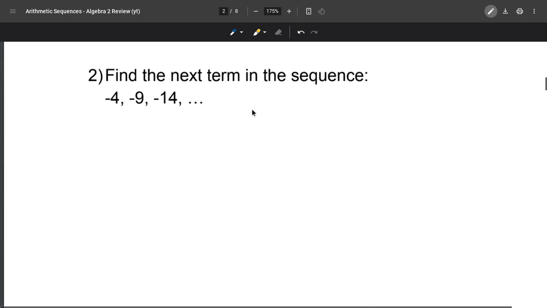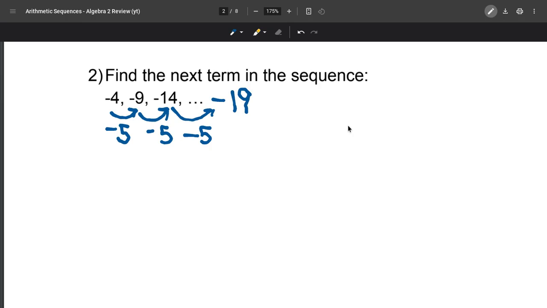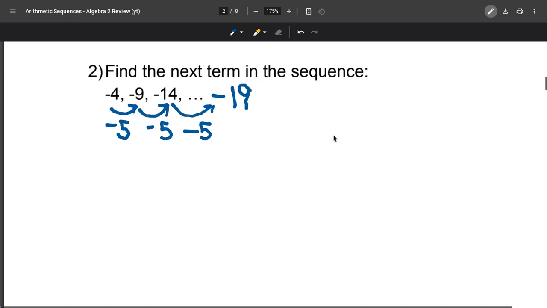All right, next one, we're going to find the next term in the sequence. We have -4, -9, -14. So we're actually decreasing by 5. We're subtracting 5 to get to the next term in each of these. So if I take -14 and subtract 5 from that, my next term is going to be -19. Did you get that one? Hopefully you did. All right, let's go to the next type of problem.